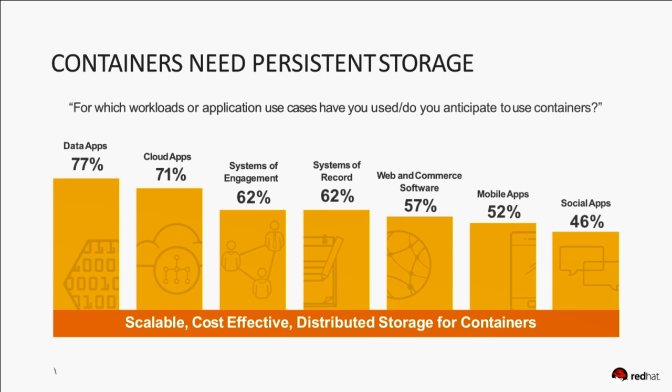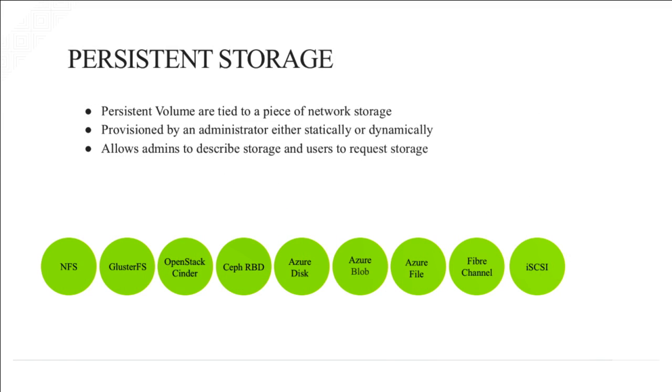I have to find the source where I pulled this from. I think it was IDC. But 77% of data applications, people said, need persistent storage, all the way down to 46%. That's still greater than 40% of all applications. People are saying, we need persistent storage of some type, right? It could be object storage. It could be blob storage. It could be file system storage. It could be sharded storage. It doesn't really matter. They need persistent storage.